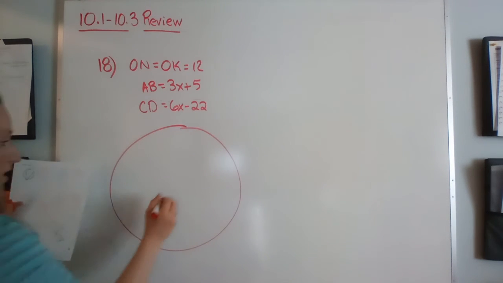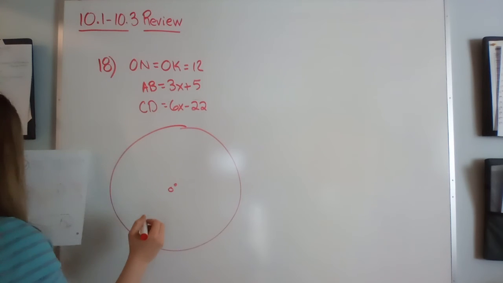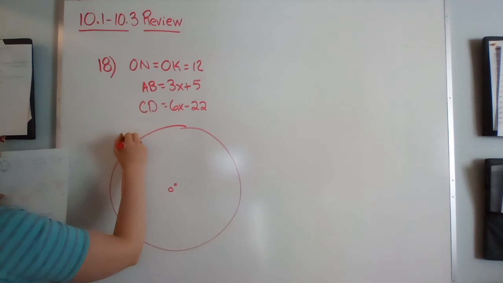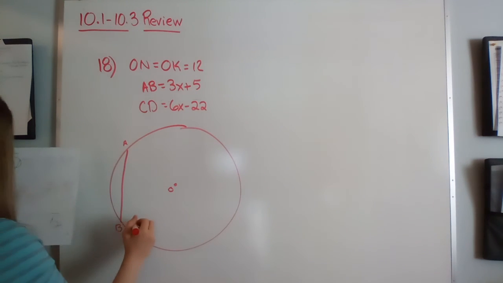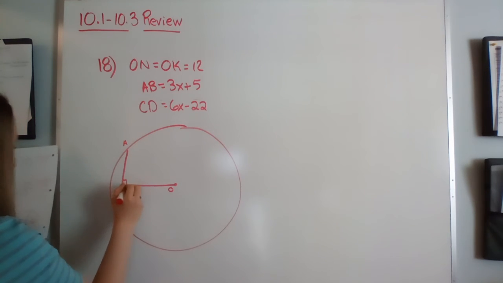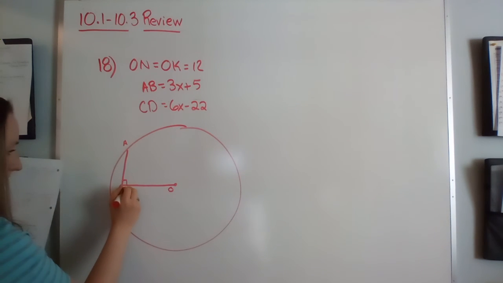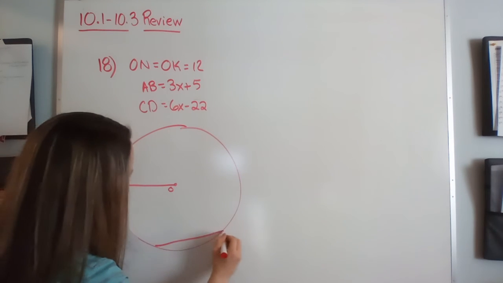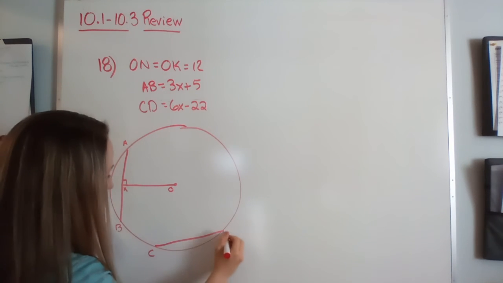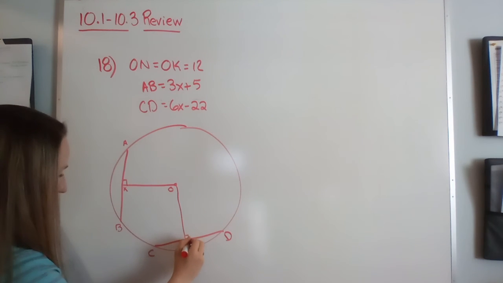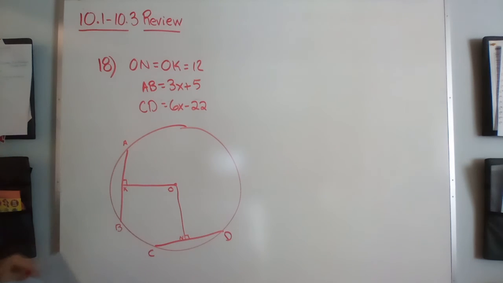So we have circle O. And then you're given this chord, AB. And there's a right angle, I believe. I think it's there. I don't think I added that in. Okay. Yes, it was there. And then you're also given CD and ON. Okay. All right. So that is the diagram you're given.